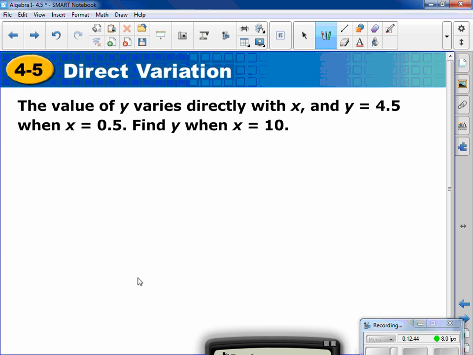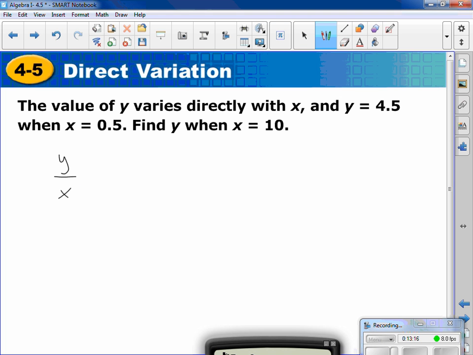Try this one. The value of y varies directly with x. That's pretty much how they're always going to start off. That sentence is going to be there. y is 4.5 when x is 0.5. Find y when x is 10. I don't care if you use method 1 or method 2. Which method did we use? 1 or 2? 2. So let's just look at 2 first.